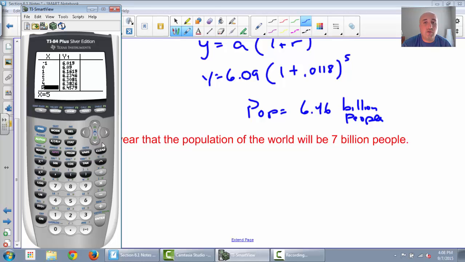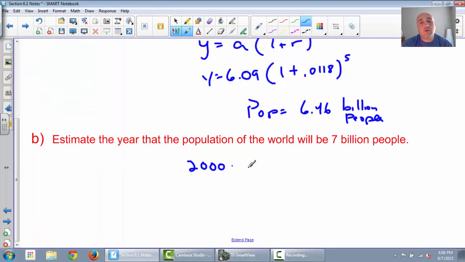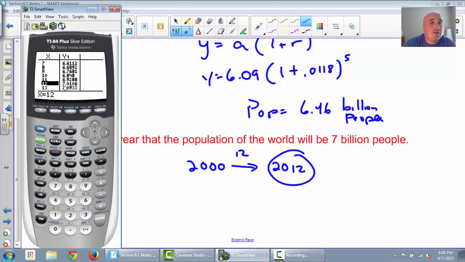Now, if I keep going down, it wants to know when it's 7 billion. So we're going to stop when we see that these numbers are equal to 7. So 6.6, 6.7, 6.8, 6.9, and we got to 7.01, which is a lot closer to 7 than 6.92. So this x is 12. If we started in year 2000 and we're going 12 years, that would be the year 2012. So in the year 2012, the Earth will have 7 billion people, and that's what it did. Pretty close to 7 billion.